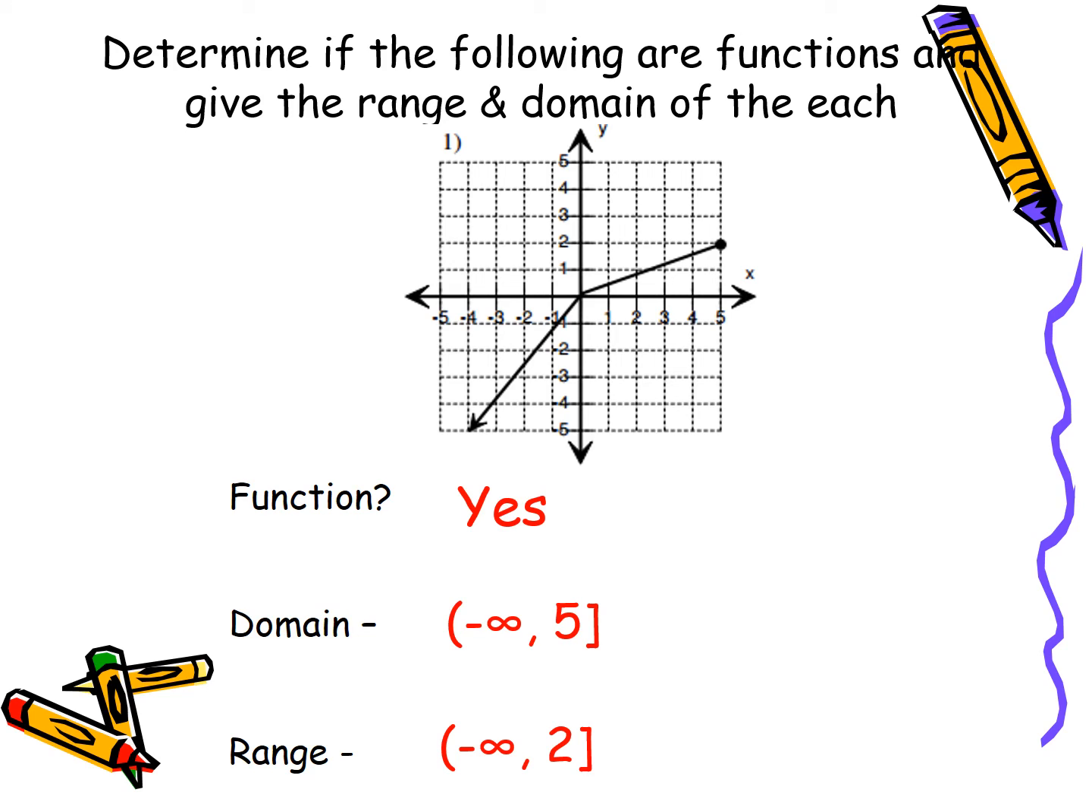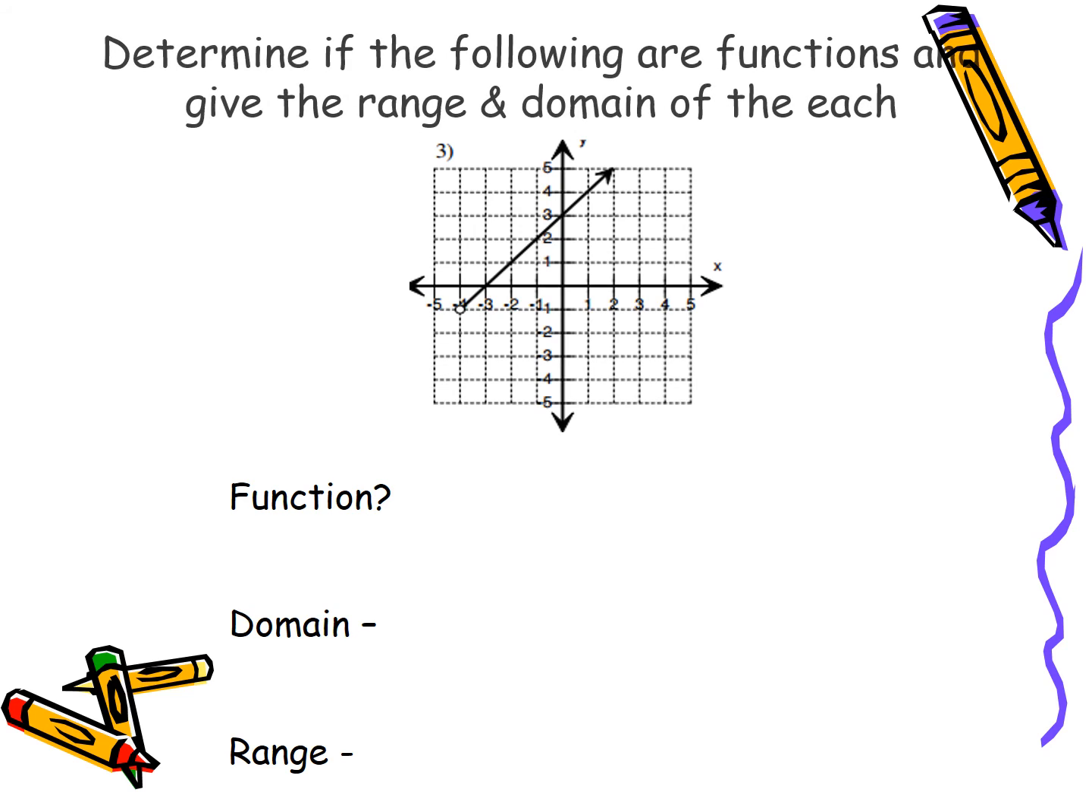The range are my y values. So my highest y value is 2. But then notice once again there's an arrow that tells us that graph is going to continue to go on and on downward. So we say it's from -infinity to 2. Is this a function? Yes, this is a function.